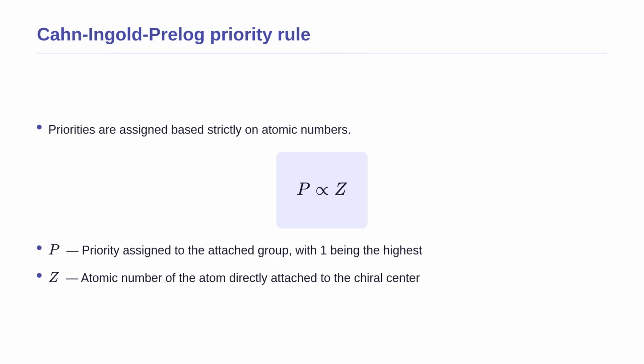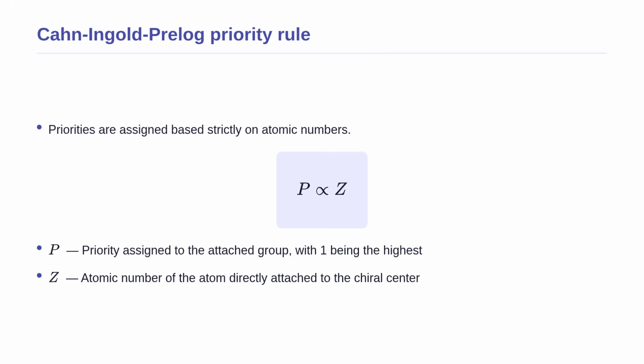Now that we understand what the absolute configuration is, let us look at how it works mathematically. To use the R and S system, we must first assign priorities to the groups attached to the chiral center. This formula shows that priority is directly proportional to the atomic number, represented by the letter Z. This means that as the atomic number of the attached atom increases, its priority increases, giving it a better ranking, like 1 or 2. The atom with the highest atomic number gets priority 1 and the lowest gets priority 4.